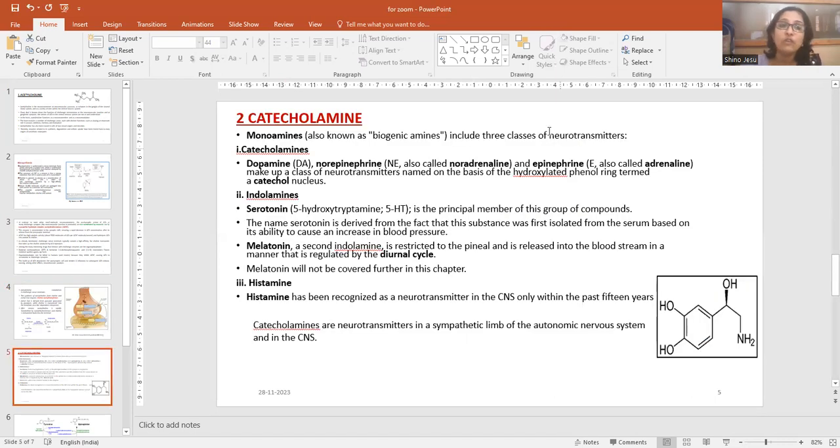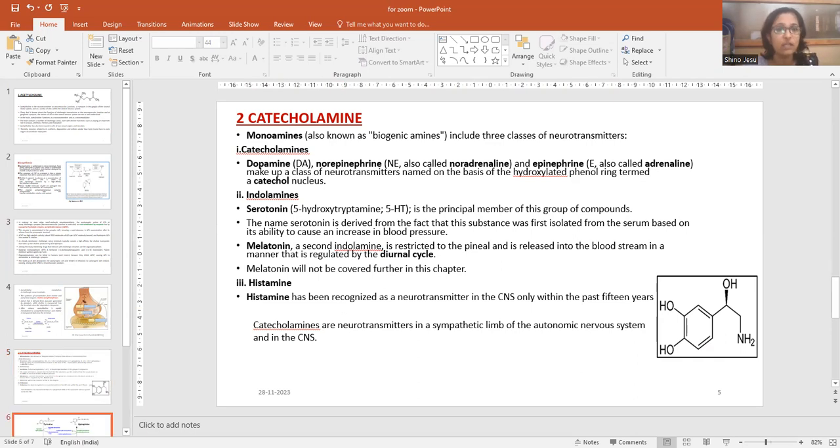So now coming to the catecholamines, there are three main catecholamines. The monoamines include three classes of neurotransmitters: the catecholamines, dopamine, norepinephrine, and epinephrine; the indolamines, serotonin and melatonin; and histamine, which is now considered a neurotransmitter, a new neurotransmitter in the past 15 years.